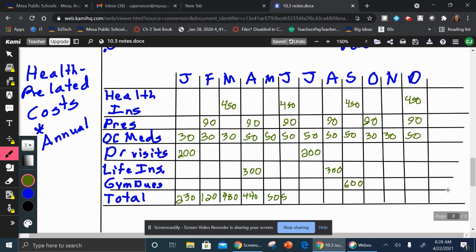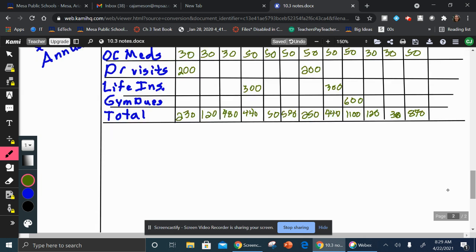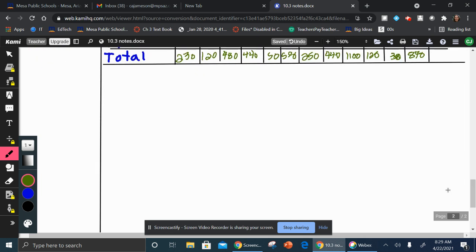Okay, so let's do those totals. So $590 in June, $250 in July, $440, $1,100, $120, $30 in November, and then $870. Okay, so this is a way to just kind of look at the trends overall and see what is going on, everybody, as far as health-related costs.